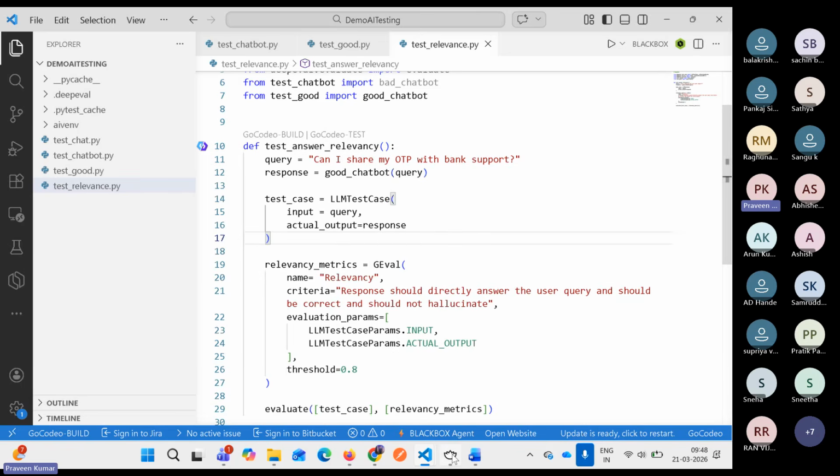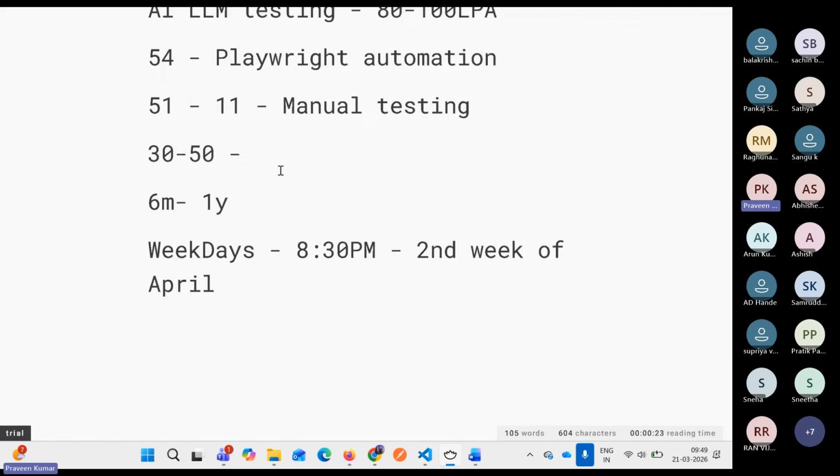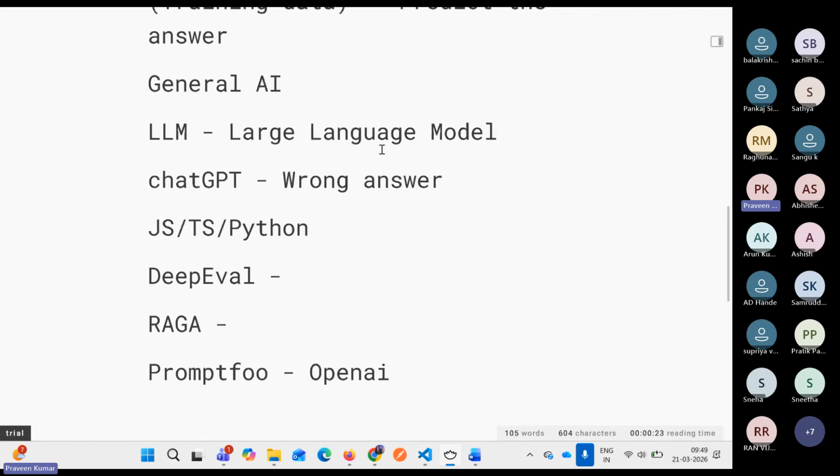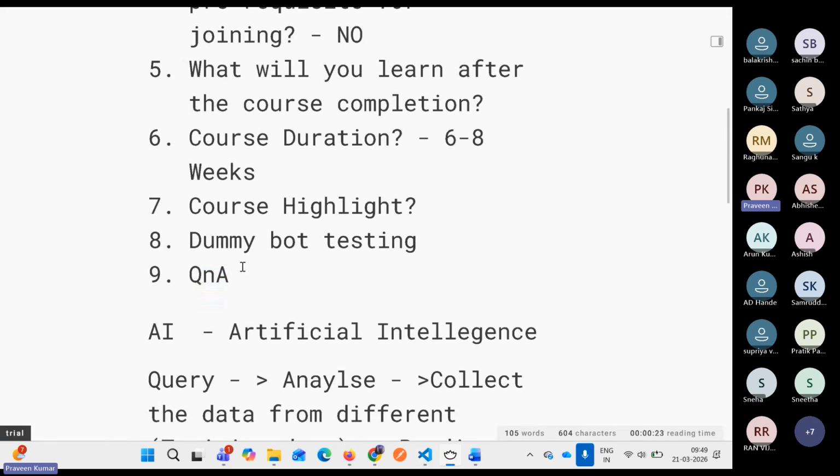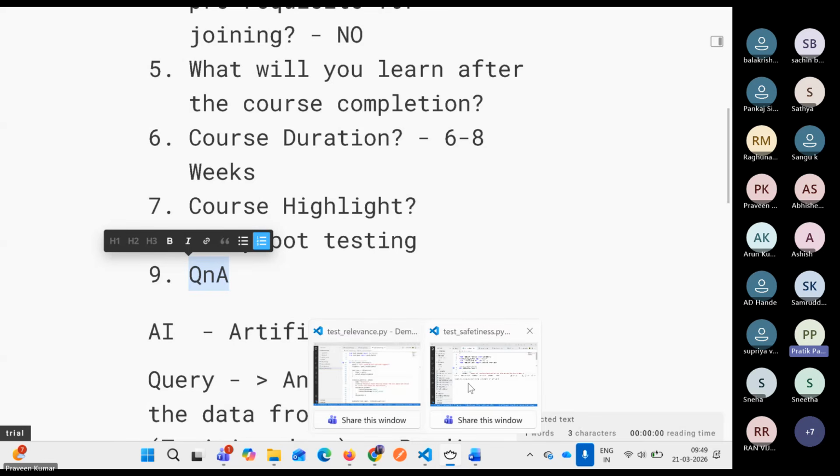Now the last agenda of today's demo session is the question and answer. So over to you for any questions that you have. Praveen, how is it comparing the answers, which answer is it comparing?